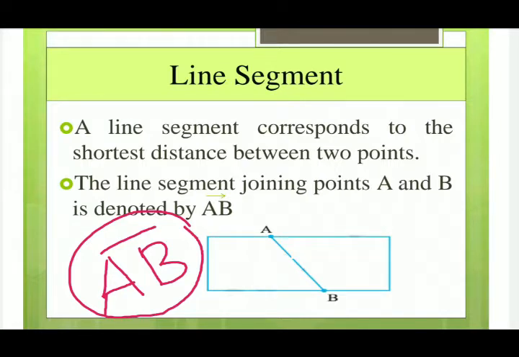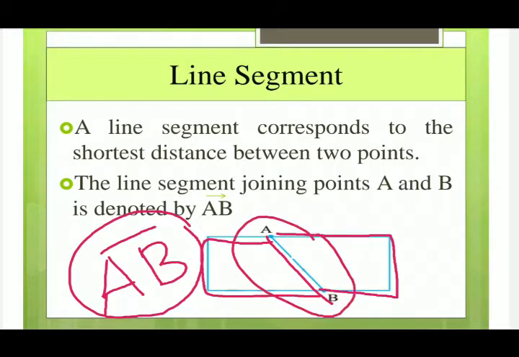Now here you can see that a rectangle is given to you. In this rectangle, if you are standing at point A, and you want to come to point B, then there are 3 ways. Here you can see from A you can start and reach to B. Again this way also you can do. From A you can go this way, come here and then reach to B. And the another way is from A to B directly. So this shortest distance you can see, that is AB, and that AB is called the line segment AB.